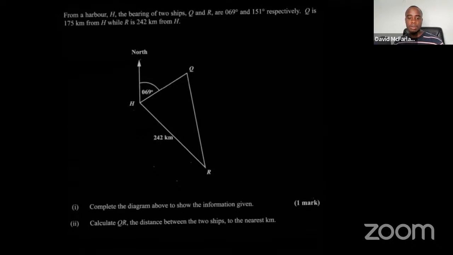So let's start by completing the diagram above. So look at it very carefully, and then we're going to put what needs to be put where.